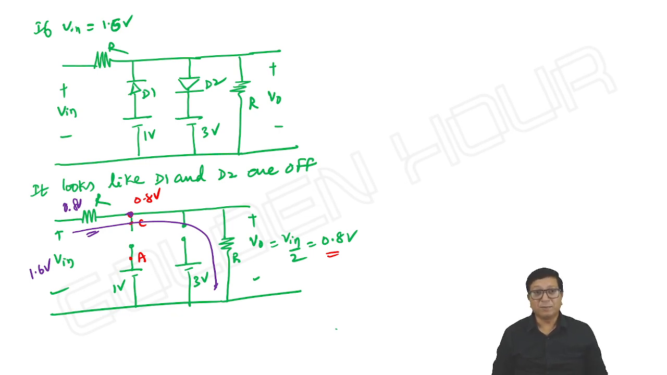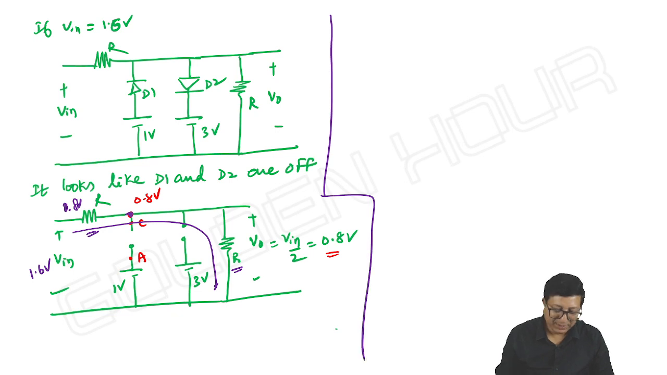Okay, and how much is it? 0.8, which is sufficient to see that D1 is on. This is the effect of the additional resistor connected across the output terminals. This kind of analysis we have seen even with a single diode clipper circuit. I hope you understand it. This is the idea here.